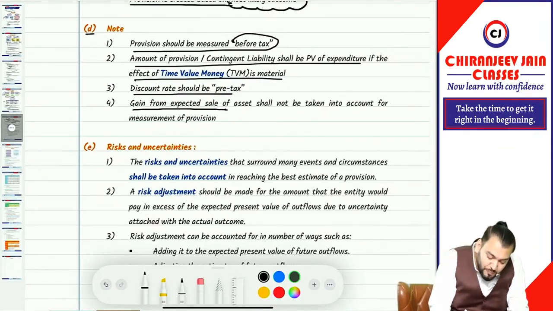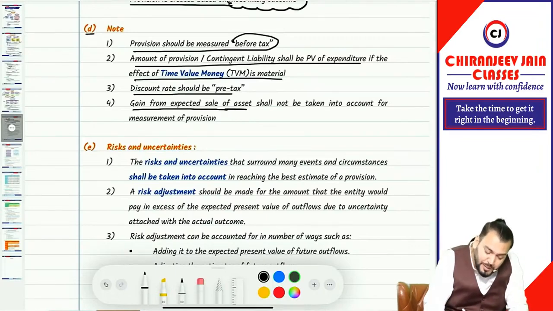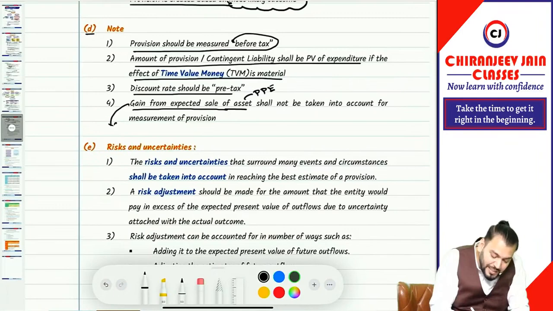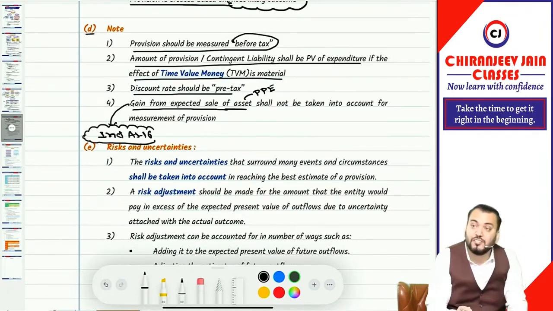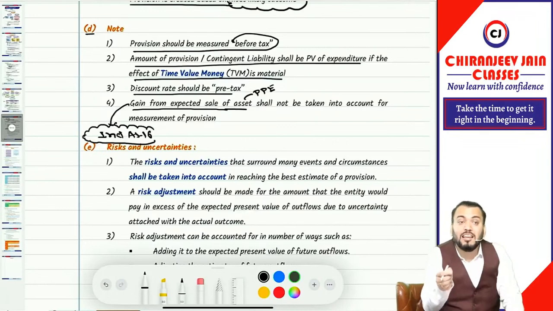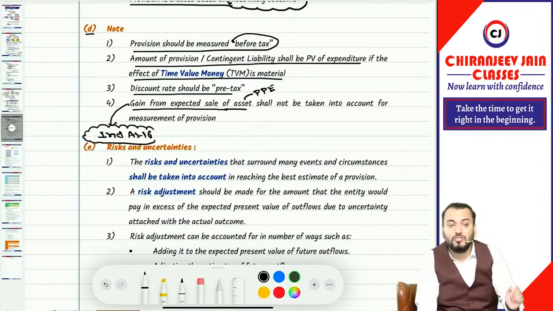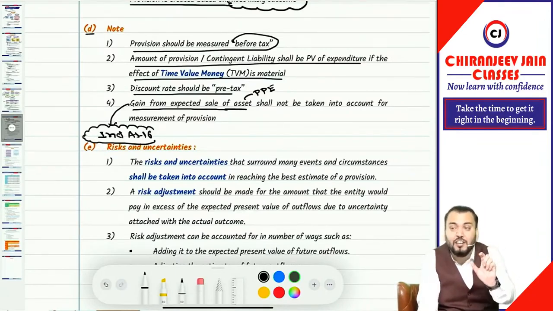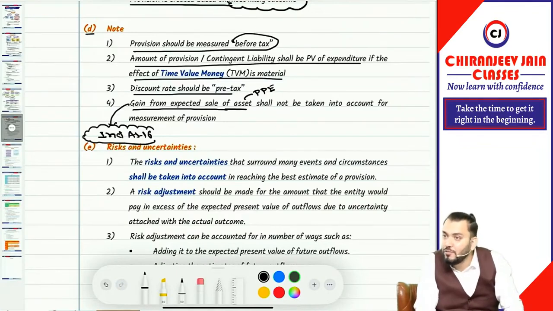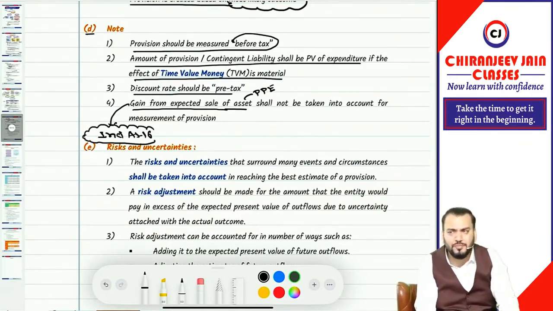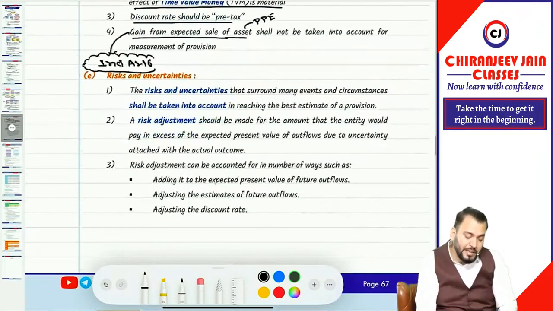Means when I am saying gain from sale of asset, it can be PPE, property, plant and equipment. So this gain will be covered under Ind AS 16. What they want to say is that any expected gain from sale of assets should be ignored while calculating the amount of provision. Means you should not consider that gain while calculating the amount of provision. Understood? Got it? Correct.